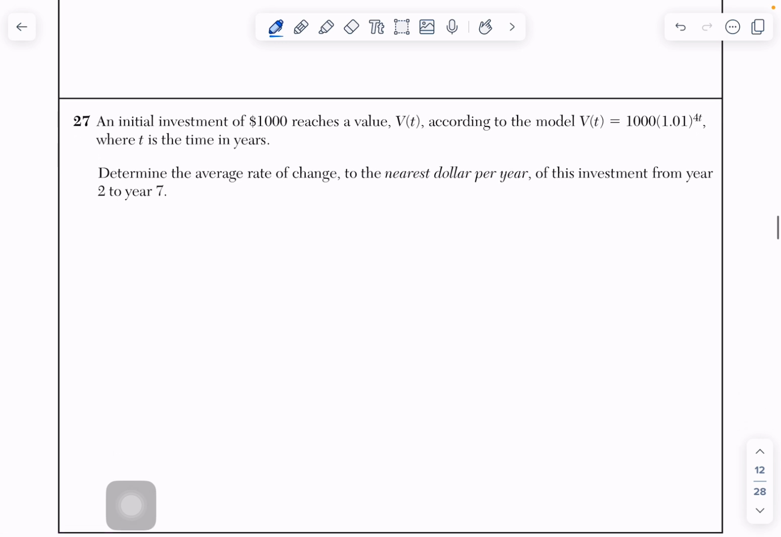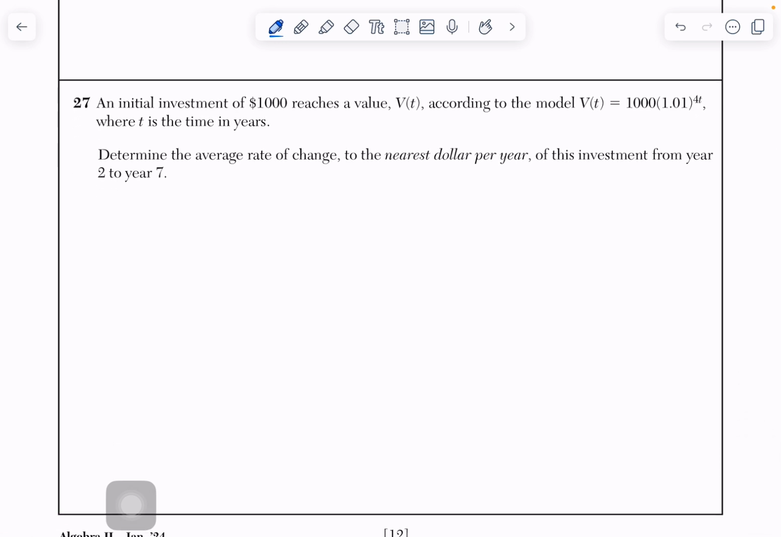All right, an investment of $1,000 reaches a value of VT. According to the model, VT is equal to 1000 times 1.01 raised to the 4t. Determine the average rate of change. Okay, so we need a t and a v, right? Really, if you want to think about it, this is y, and we can call t x, right? So we could do change in y over the change in x. So we're going to figure out V of 2 first.